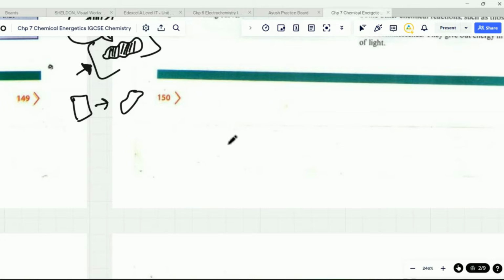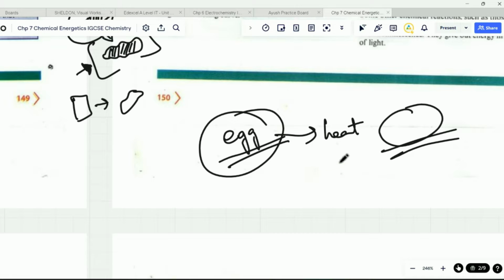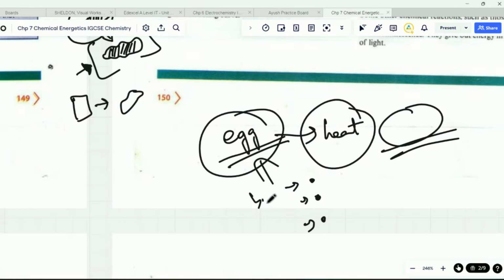If I have an egg and I heat this egg, would it be the same? No, it will change. It will turn into an omelette or a half fry, or if I boil it up. In boiling also I'm heating it. Then it will turn into a boiled egg. In this case I'm boiling it. In this case I'm making a half fry. In this case I'm making an omelette. Will you all agree with me or no?